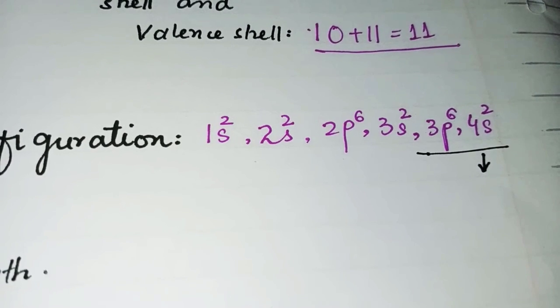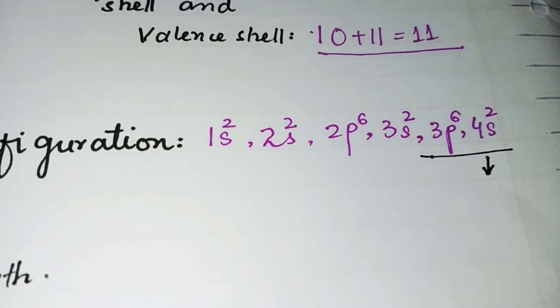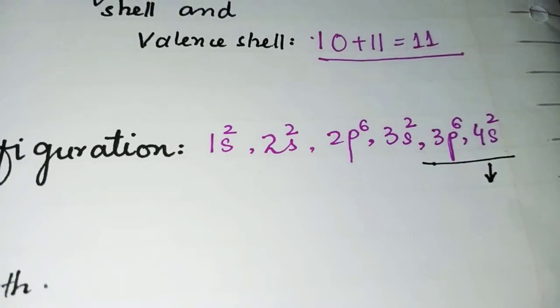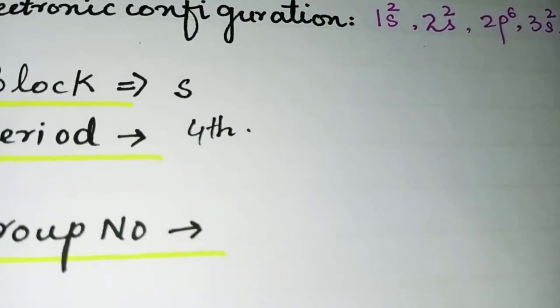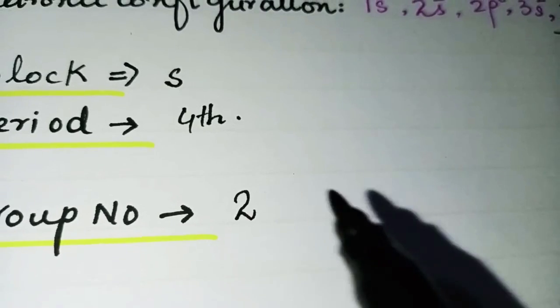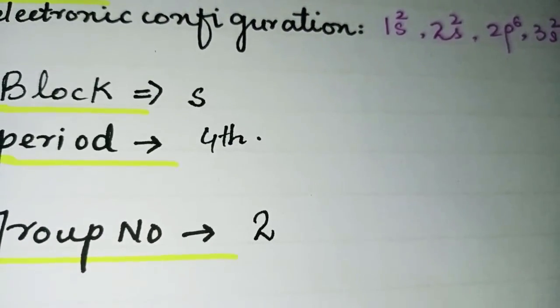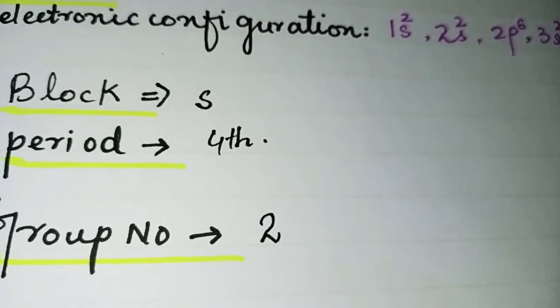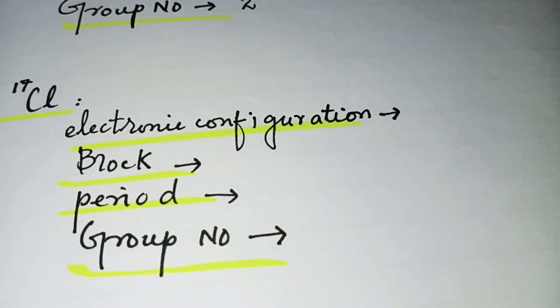And now the group number. In case of simple s block elements, the group number is the number of valence electrons. So we have 2 valence electrons. So it means that this particular element belongs to group number 2. And actually we know that this is the element from group number 2, that is known as the alkaline earth metal group. Now we have chlorine.